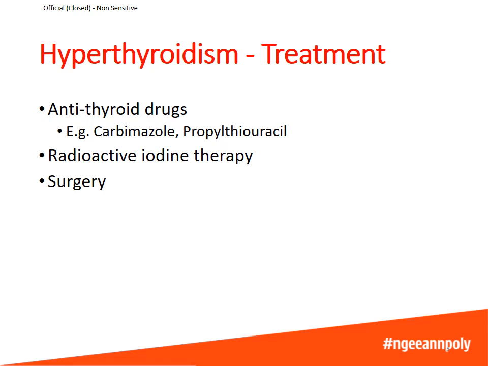Hyperthyroidism can be treated with antithyroid drugs, for example, carbimazole and propylthiouracil. Another treatment option is radioactive iodine therapy. In radioactive iodine therapy, radioactive iodine is ingested. The radioactive iodine collects in the thyroid gland and destroys part or all of the thyroid gland. A third treatment option is surgery to remove part or all of the thyroid gland.